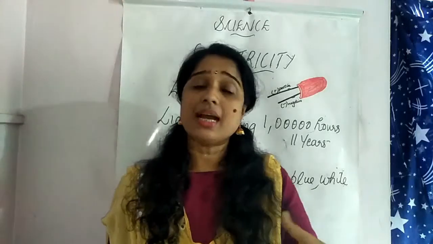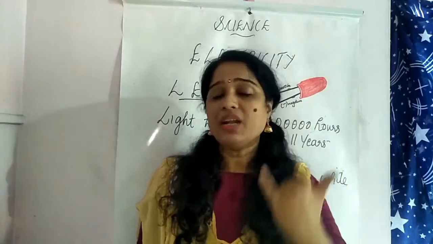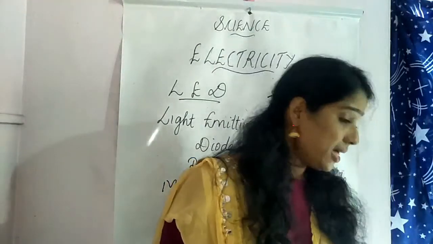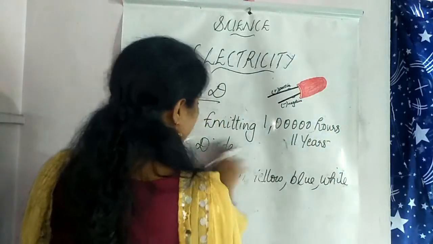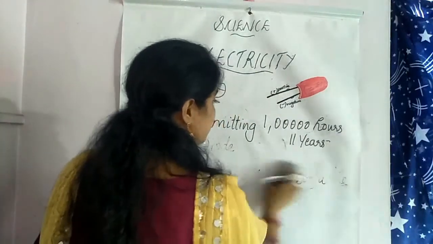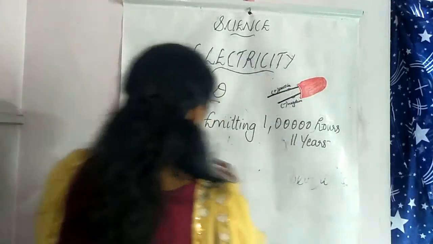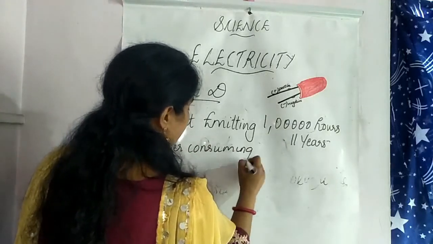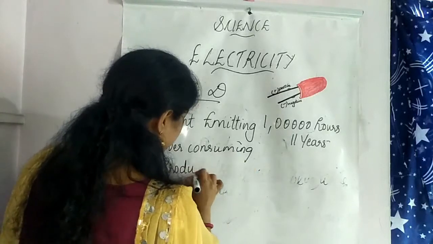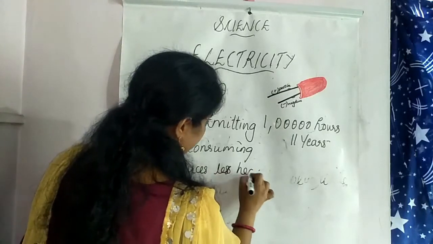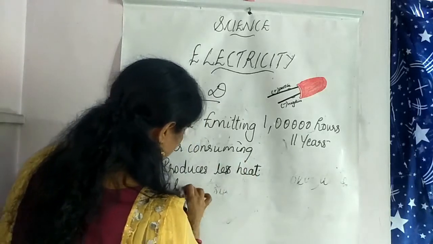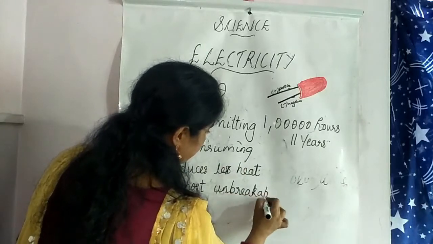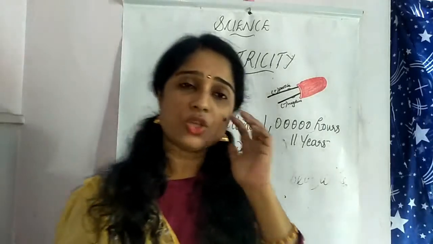So you can say that it has got a lot of advantages. One advantage is that we can use it for nearly 1 lakh hours or how many years? 11 years. Not only that, some more advantages are there for the LED bulb. You know, it consumes less power. Produces less heat and almost unbreakable. These are some of the other advantages of LED.